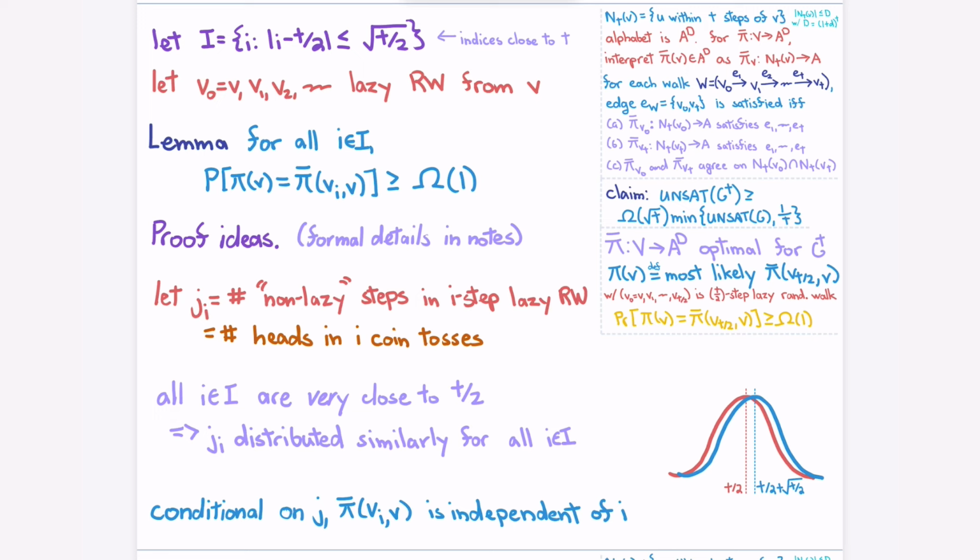All you really care about is how many real steps you took, and the label on the other end of the real steps. If I'm looking at 100 or 101 lazy steps, the number of real steps is going to be really similar. If I'm looking at T or T plus square root T lazy steps, the number of real steps is distributed really similarly. So for all I, you get very similar probabilities for the opposite endpoint. What the lazy random walk does is let you blend together T over 2, T over 2 plus 1, T over 2 plus 2, and so forth.